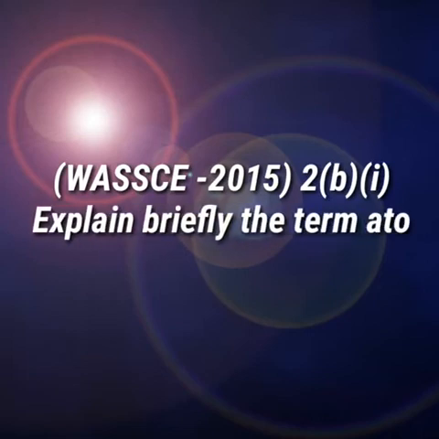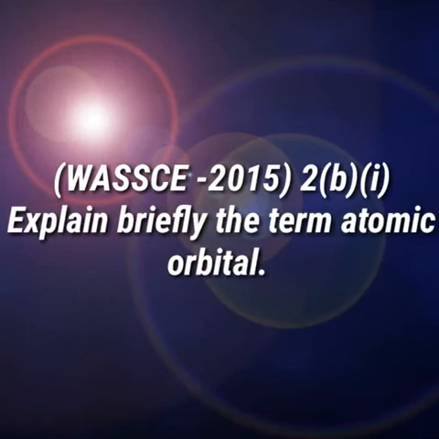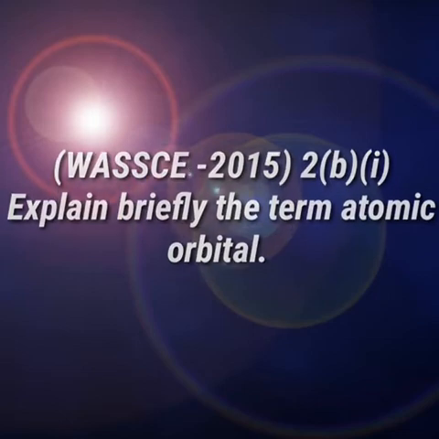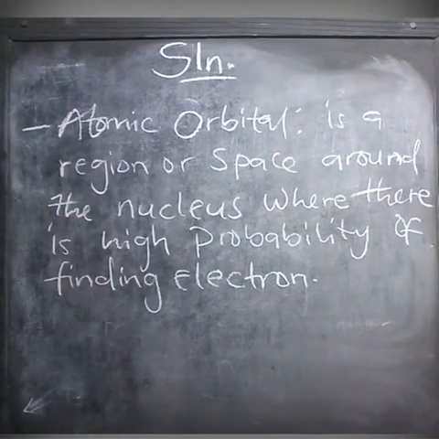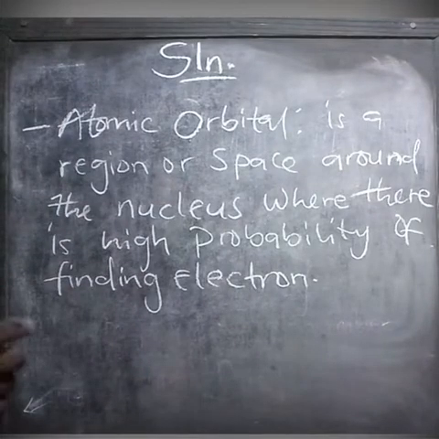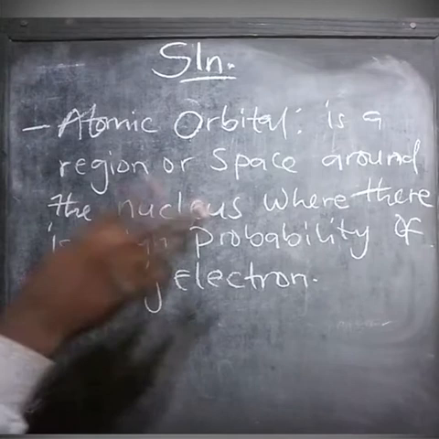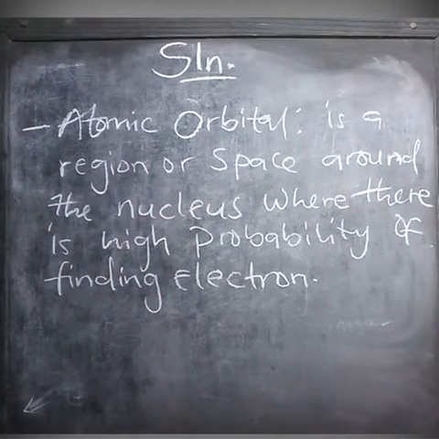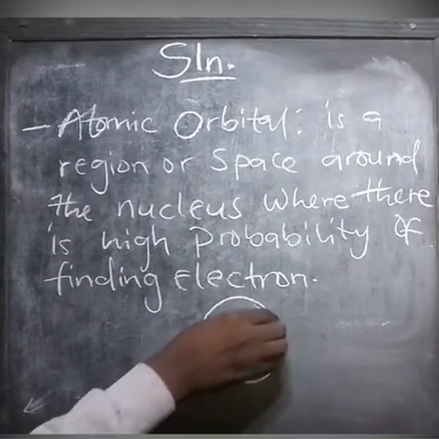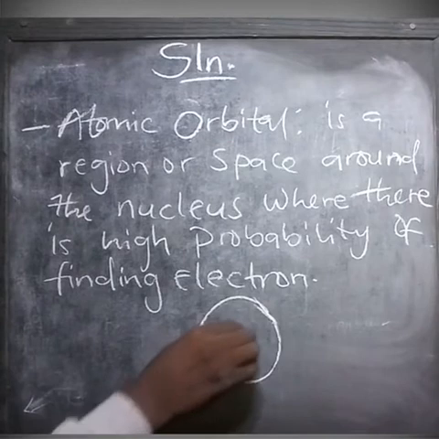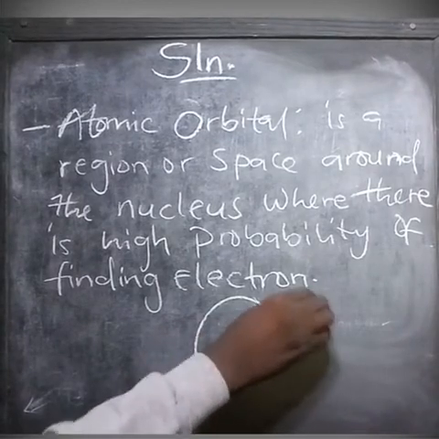So our next question says, explain briefly the term atomic orbital. So when we say atomic orbital, it is a region or space around the nucleus of an atom where there is high probability of finding an electron. When we say atomic orbital, it is simply a shell. It's simply a shell.